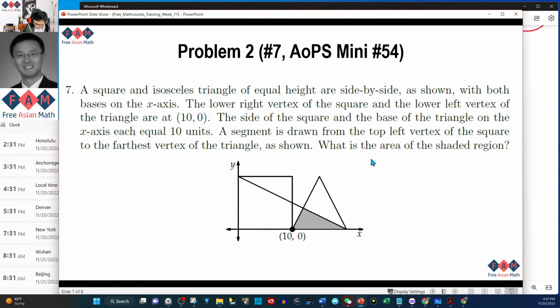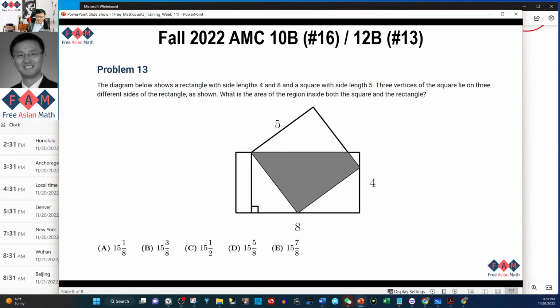Okay? So as promised, we take a very quick look at this year's, actually last week's, a few days ago, AMC 10B and 12B. This problem is number 16 in 10B, and 13 in 12B, meaning that it's an average problem, not the easiest, but definitely not the most difficult. 16 is a fairly good number in 10, meaning it's relatively more difficult. And 13 in 12, that's just right in the middle, right?